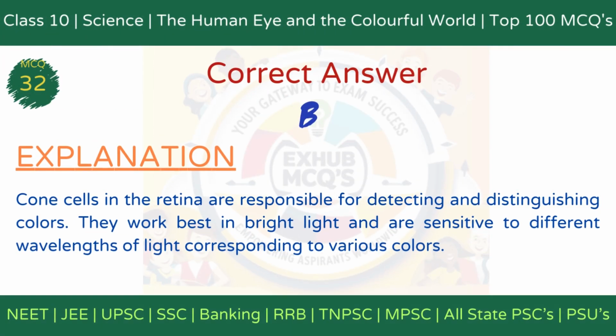The correct answer is option B, cone cells. Explanation: cone cells in the retina are responsible for detecting and distinguishing colors. They are sensitive to different wavelengths of light and work best in bright light conditions.